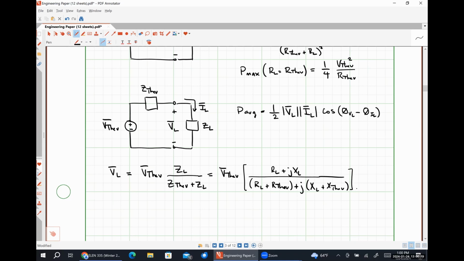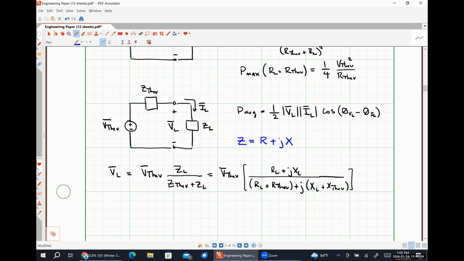Okay, so recall that a generic impedance Z can be expressed in rectangular form as R plus JX, where R is the resistance, the real part of the impedance, and X is the reactance, the imaginary part of the impedance. All I've done is I've split all of our impedances up into their rectangular forms, and then I've added the real parts together, and I've added the imaginary parts together. Okay.